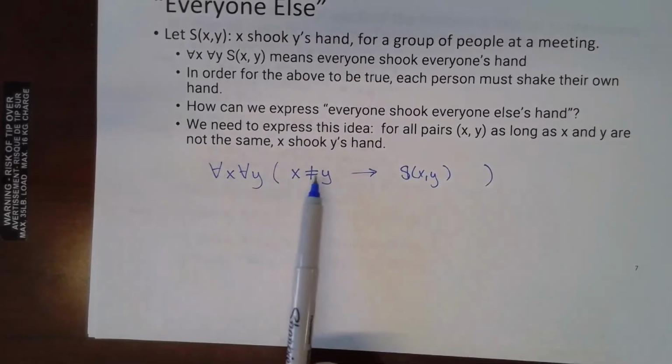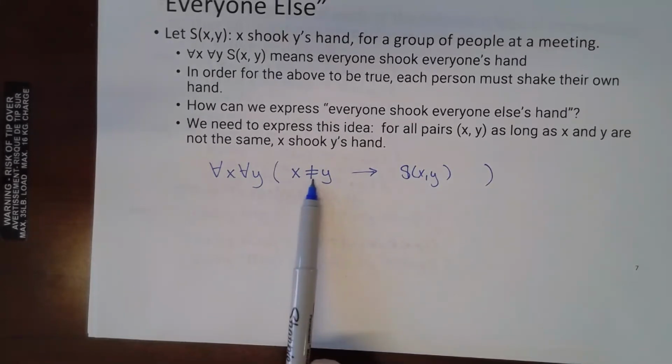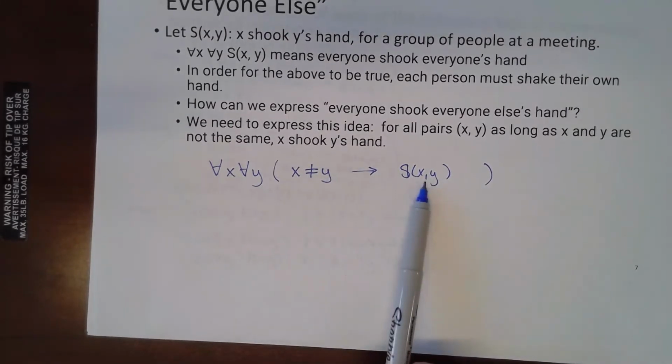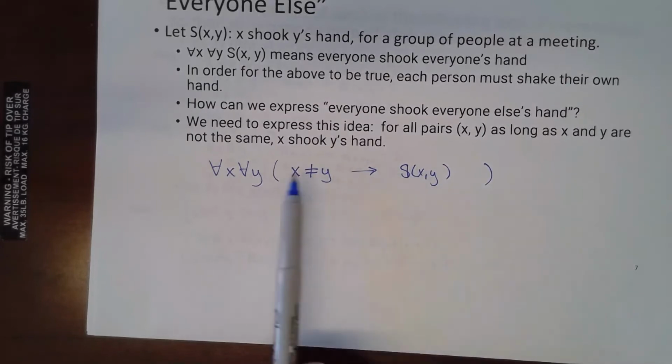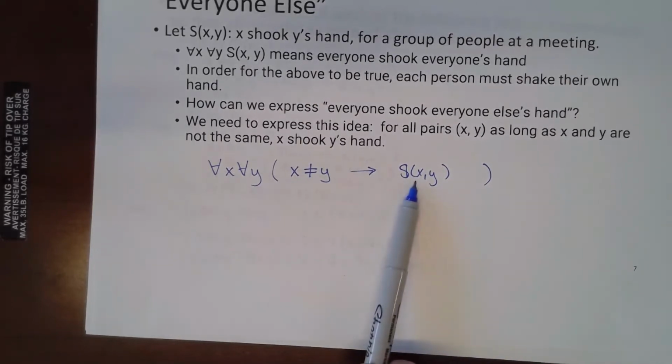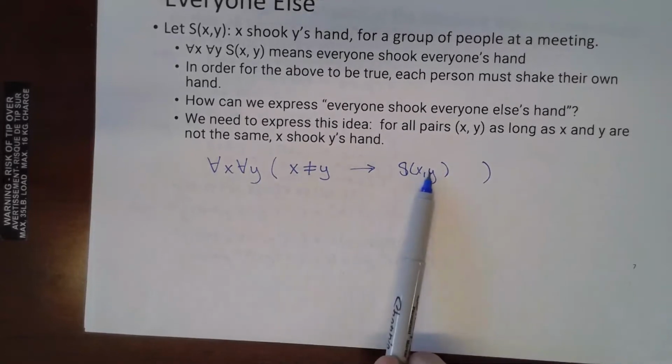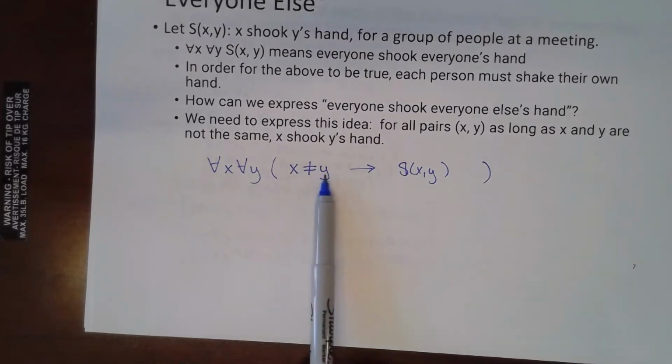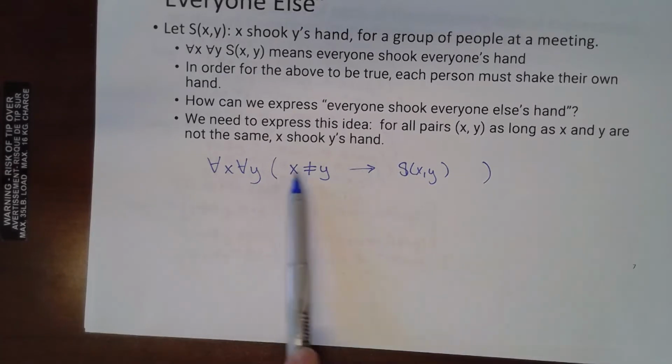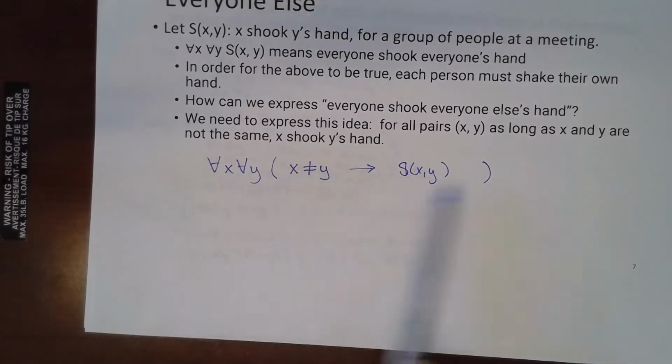So as long as x is not equal to y is true, then x shook y's hand. If they didn't shake hands, then you're going to have a true implies false, that'll be false. But as long as they did, you'll have true implies true, that's true. Now, for somebody that is themselves, where x and y are the same thing, that will be false, and false implies anything is true. So even including people that are the same person, this will still be true for them, and they don't have to shake their own hand for this to be true. So that's the pattern that you should go after for everyone else.